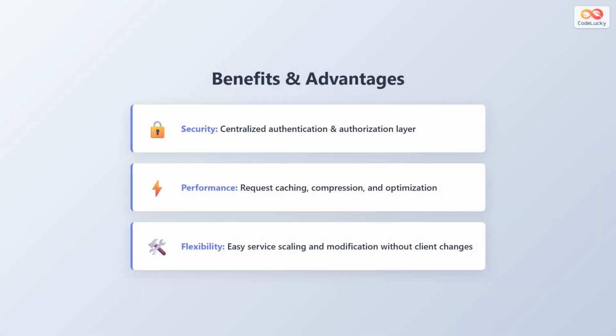The API gateway pattern offers three major benefits. Security is enhanced through a centralized authentication and authorization layer, meaning you only need to implement security logic once in the gateway rather than in every service. Performance improves through request caching, compression, and optimization at the gateway level. Flexibility increases because you can scale services, modify them, or even replace them without changing client code. Clients continue communicating with the same gateway endpoint regardless of backend changes.